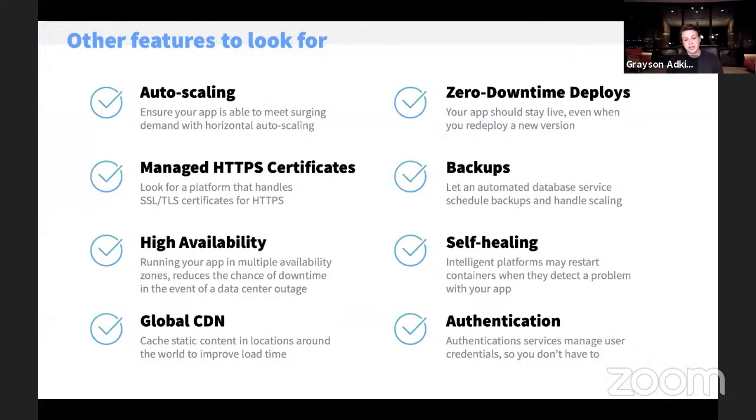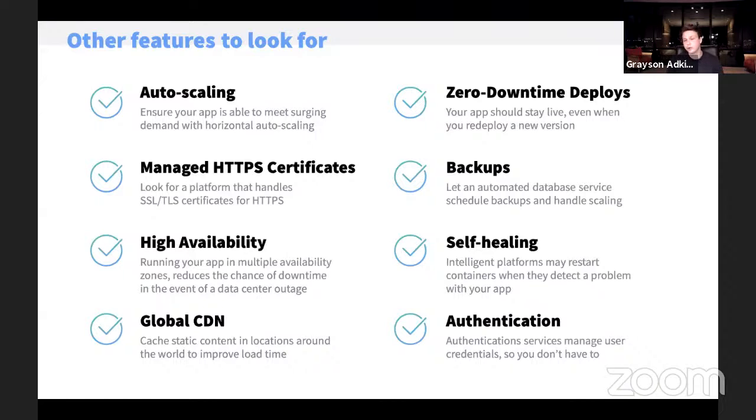Third thing, managed HTTPS certificates. We talked about that TLS handshake. Using a cloud provider that takes care of that for you takes the guesswork out of it and prevents you from shooting yourself in the foot by not setting them up properly. Backups, which I mentioned related to databases. High availability, also mentioned, but one you really should pay attention to, because a lot of cloud providers do not offer that as a push button or add-on type of feature.